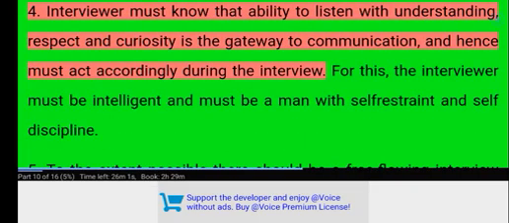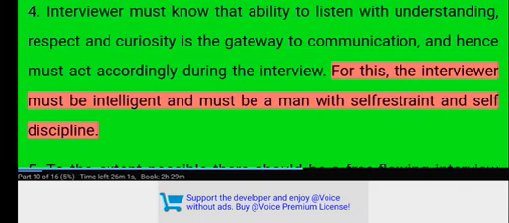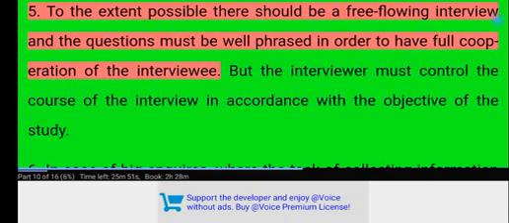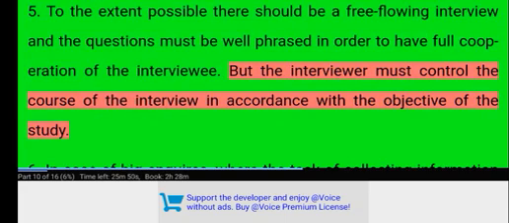4. Interviewer must know that the ability to listen with understanding, respect and curiosity is the gateway to communication, and hence must act accordingly during the interview. For this, the interviewer must be intelligent and must be a man with self-restraint and self-discipline. 5. To the extent possible there should be a free-flowing interview and the questions must be well phrased in order to have full cooperation of the interviewee. But the interviewer must control the course of the interview in accordance with the objective of the study.